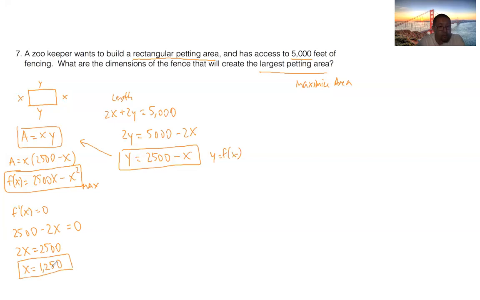1,250 feet, okay? Now that we have these sides, let's plug x back into our length equation to figure out y. So now y is equal to 2,500 minus 1,250, which ends up being 1,250, okay? And so you have dimensions of x and y to maximize the area. All right, number 8.